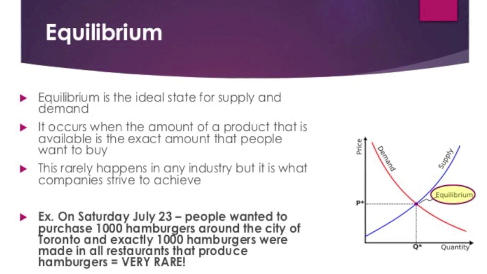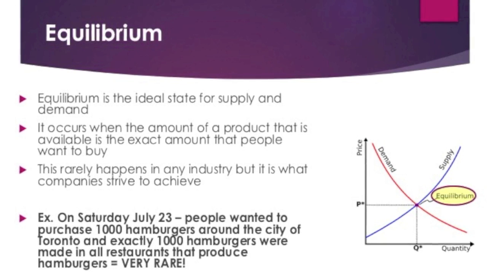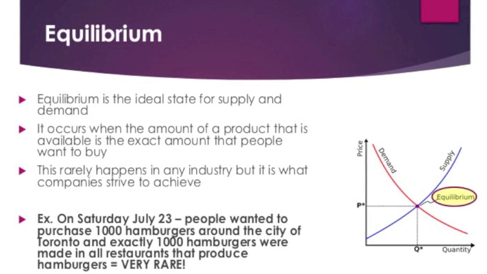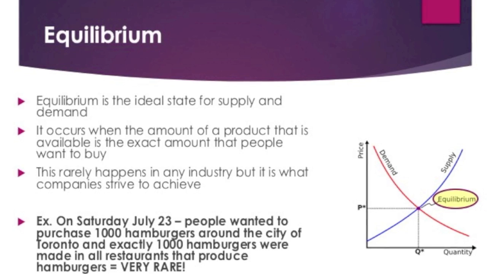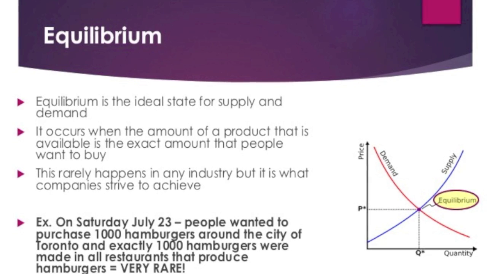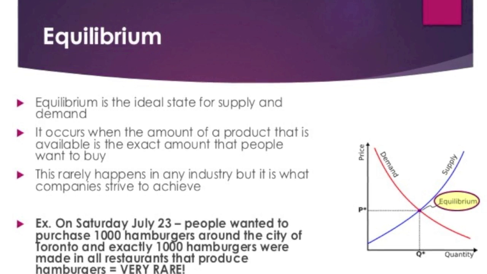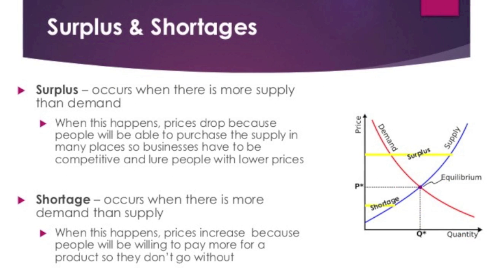An example would be if on Saturday, July 23rd, people wanted to purchase 1,000 hamburgers around the city of Toronto, and exactly 1,000 hamburgers were made in all restaurants that produced hamburgers. As you can see, this is very, very rare. Businesses do always want an equilibrium.